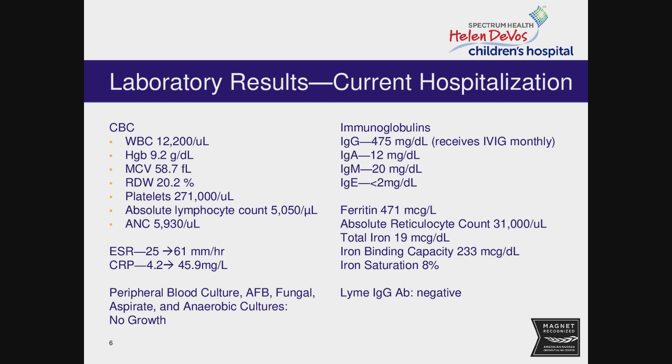Immunoglobulins were obtained. IgG was 475, though family did note he did receive monthly IVIG infusions. IgA and M were 12 and 20, and IgE was not detectable. Ferritin was elevated at 471, absolute retic count at 31,000, total iron 19, and iron binding capacity 233. Iron saturation was 8%. He did have a history of living in a wooded area, and Lyme IgG antibody was negative.